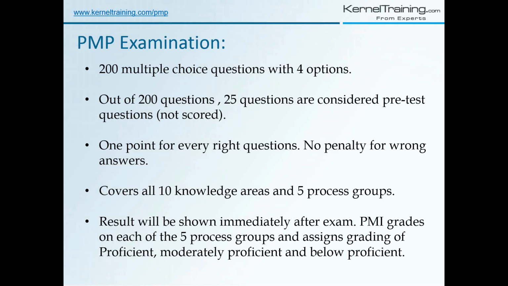So you need to score at least 131 right answers out of 175. That comes around 68 to 69%. You have 1 point for every right question. There is no penalty for a wrong answer. So do not leave any question, answer all questions. Plus, results will be made immediately available.